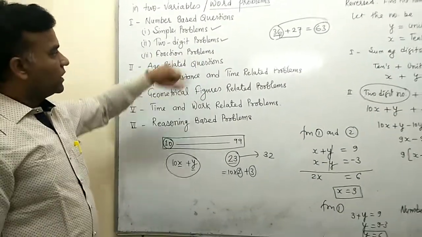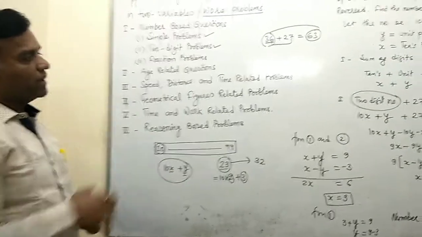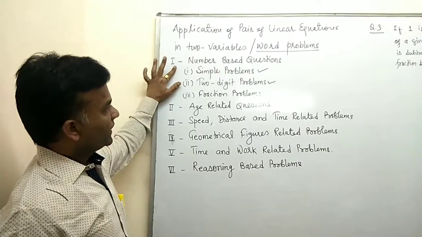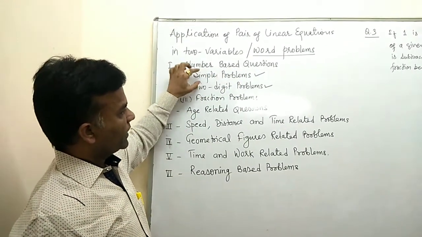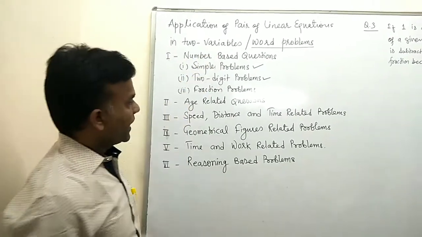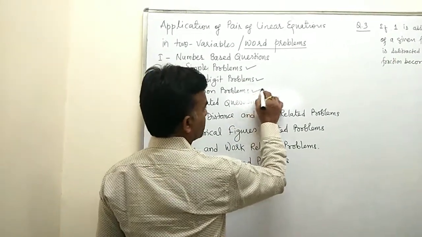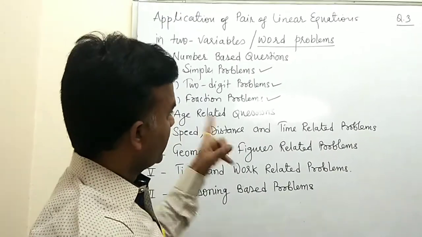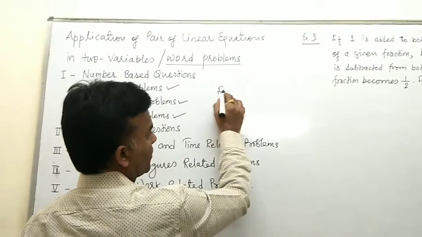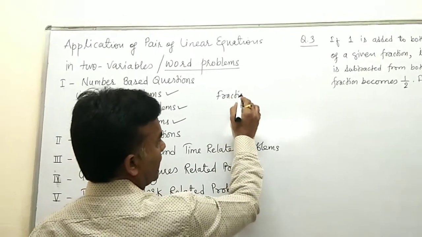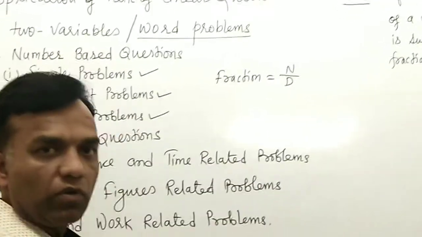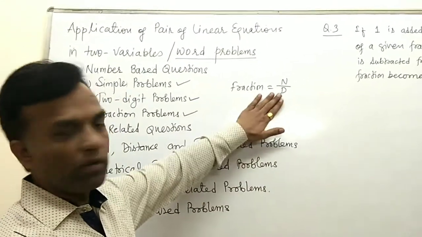So now take the example, the third question we discuss about the fraction problem. Okay, then number based questions. First here we have done simple problems, 2 digit problems also done, and now last is fraction problems. So in this question we discuss about the fractions. First you know the concept of fraction: fraction is numerator upon denominator. We don't know the value of the numerator, we don't know the value of the denominator.